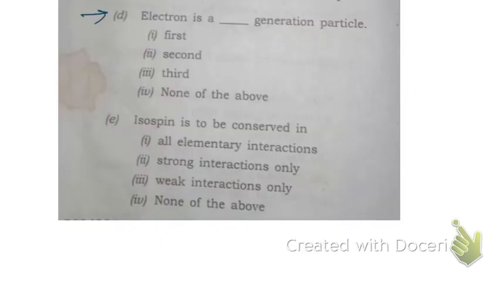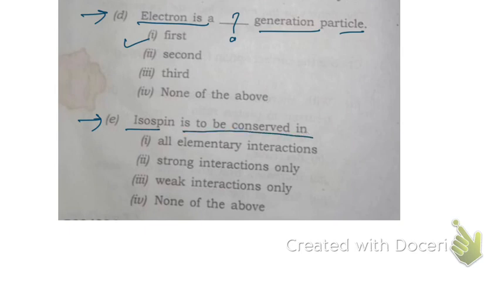Here is D. Electron is a first generation particle. And the next question: isospin is conserved in, that should be option 2, strong interaction only. So these are the MCQs. Now let's move on to question number 2.